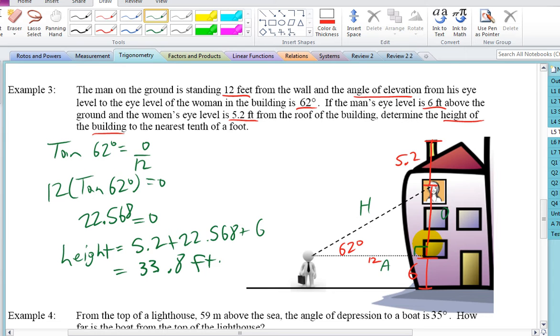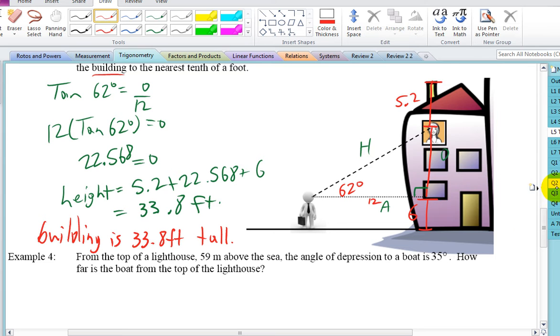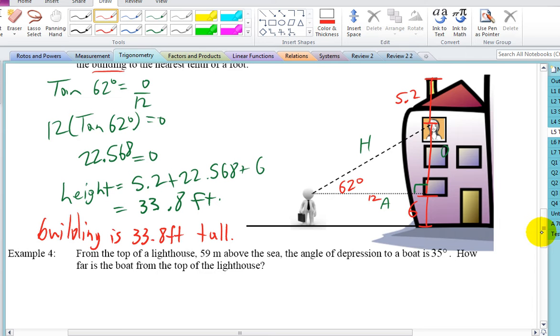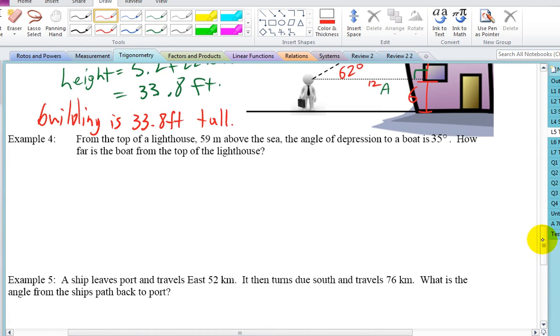Ashley? Yeah, I was going to say, I'm missing the sentence. Good job. So the building is 33.8 feet tall. And that's a helpful thing to know, because then you know that you added them all together and did it right, rather than just finding that middle triangle. All right. Read the sentence. Think about a diagram. I'll help you with that one. Read the sentence.